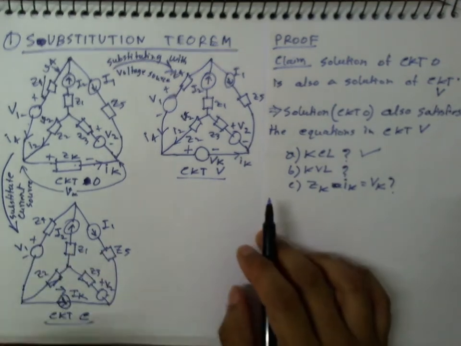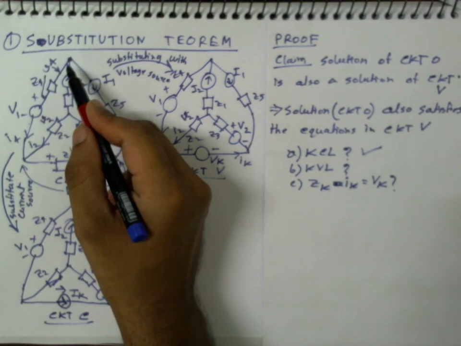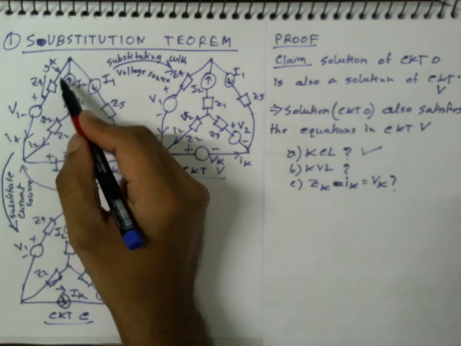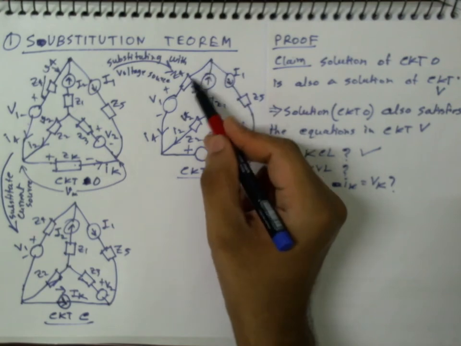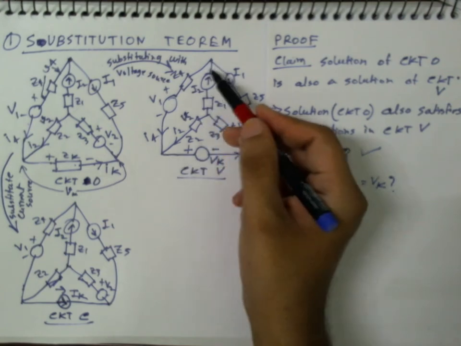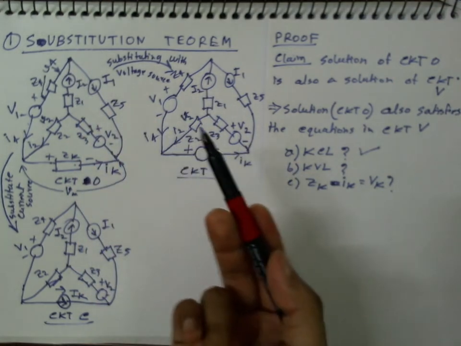Then that means if I take the sum of this voltage plus this voltage plus this voltage by KVL here, it's 0. So definitely if I check KVL here, this voltage plus this voltage plus this voltage, which is the same as this plus this plus this, is again 0. So definitely KVL is satisfied.